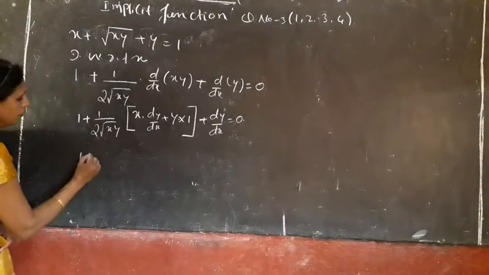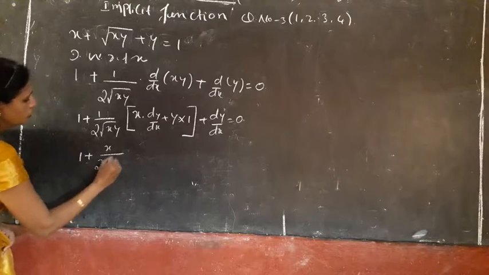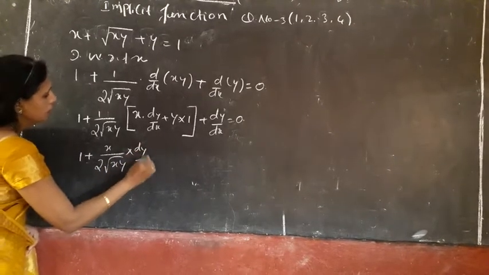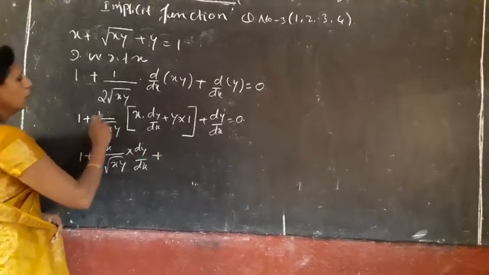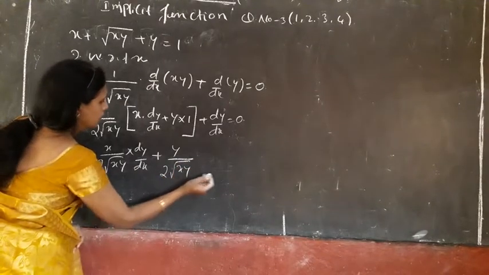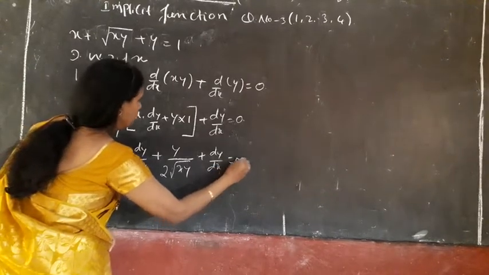Now simplify this. Multiply the term x divided by 2 square root of xy into dy upon dx, plus y divided by 2 square root of xy, plus dy upon dx equal to 0.